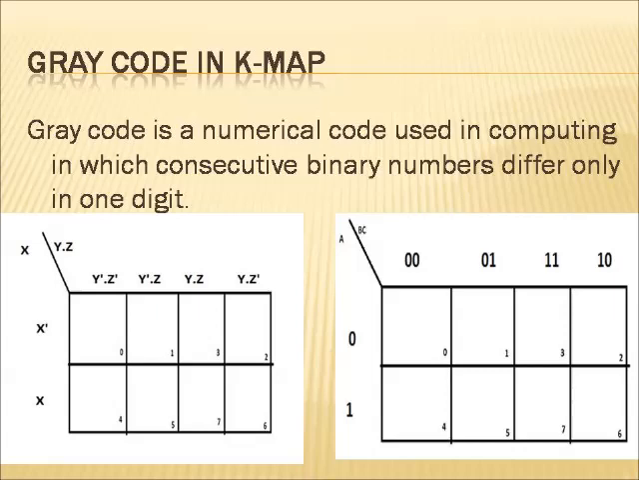In the same way, you see the YZ values. Y bar Z bar is equal to 0 0, y bar Z is 0 1, y Z is 1 1, and y Z bar is 1 0.